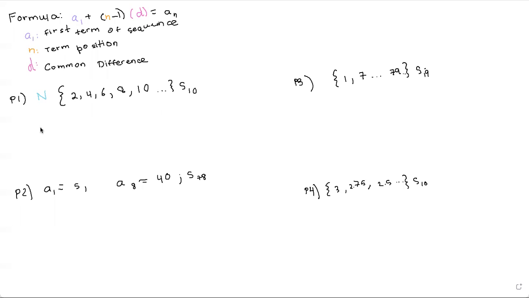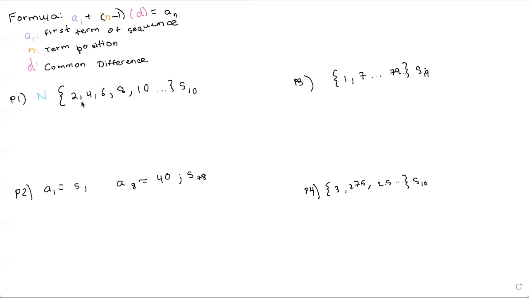So first, let's start off really simple. In problem 1, we have the sequence 2, 4, 6, 8, 10, and we are asked to find the 10th term. In order to find the 10th term, we need to write our explicit formula in the form of a1 plus n minus 1 times d. So let's find the common difference.